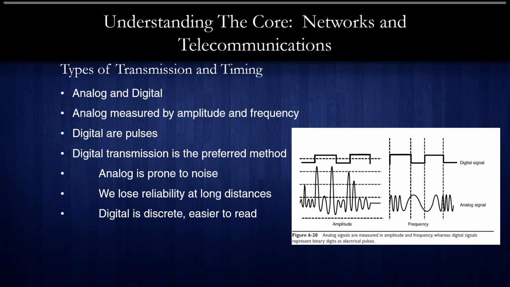According to Harris in the CISSP All-in-One Exam book, in this illustration we are comparing the two types, and we can see that the digital signal is much more simple, and of course again it's not prone to any kind of interference when compared to the analog signal.